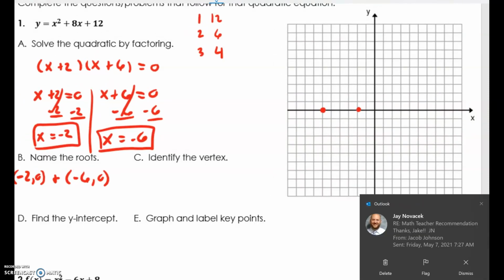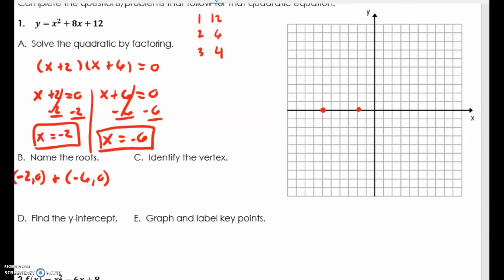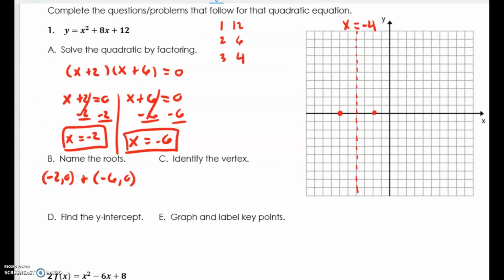So I need to figure out the distance between those two numbers, and that is 1, 2, 3, 4 units. So I need to take 4 and split that in half. So 2 units over. This dotted line here is the axis of symmetry. So what is the axis of symmetry? It splits the 2 points in half, and it's also where the vertex is located. So my axis of symmetry is at 1, 2, 3, 4, so it's at negative 4. X equals negative 4. So axis of symmetry, you use it to find the vertex.